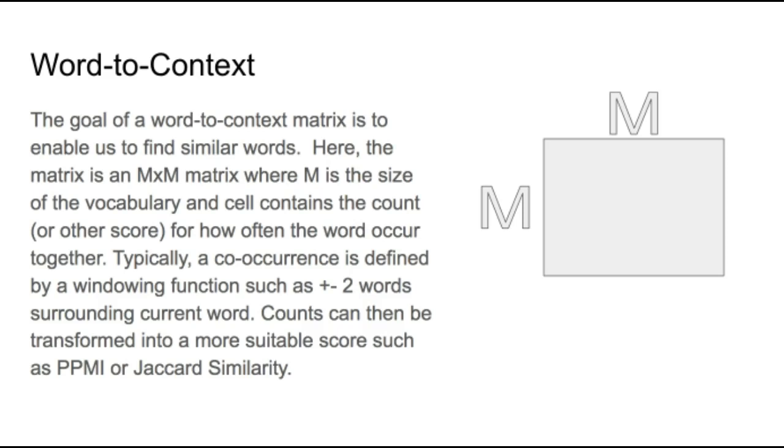Typically, a co-occurrence is defined by a windowing function around, maybe plus or minus 2 words around the current word in a document. The smaller the window, the more syntactically similar the words will be, and the larger the window, the more semantically similar the words will be to each other. So once we have the M by M matrix, we can then transform it and calculate a different score that is probably more applicable, such as pointwise mutual information or Jaccard similarity.